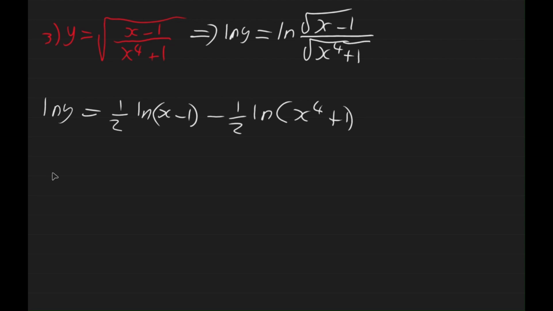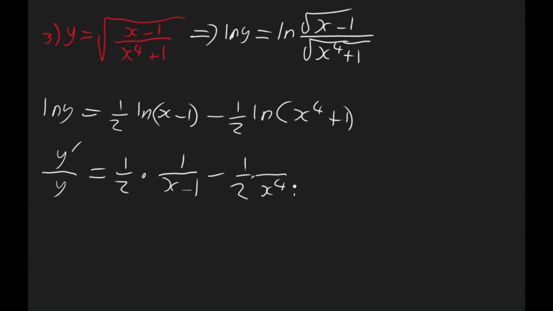Now to differentiate both sides, we say y dash over y is equal to half multiplied by 1 over x minus 1, minus half, the derivative of this is just over x power 4 plus 1. What's the derivative of x power 4 plus 1? It's 4 x power 3, plus 1 is just 0, so you don't have to write it.